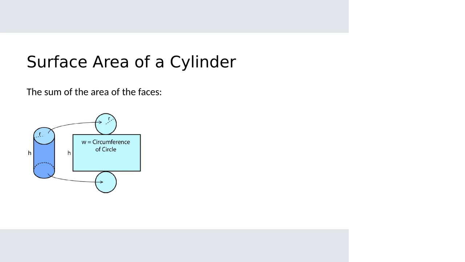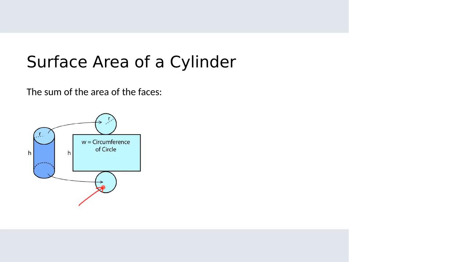Essentially, what we're doing with this cylinder is the same thing we did with that box. We're going to take the pieces, unfold it, and lay it down flat. What we've got on the bottom and the top of our cylinder are circles. So when we're looking for the surface area of this cylinder, we're going to need the surface area of this circle that's on the bottom.